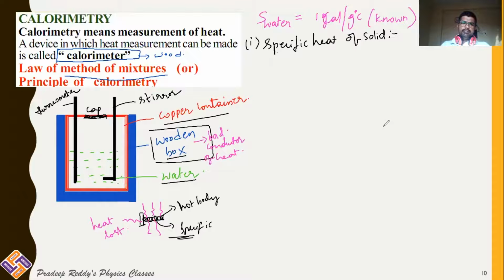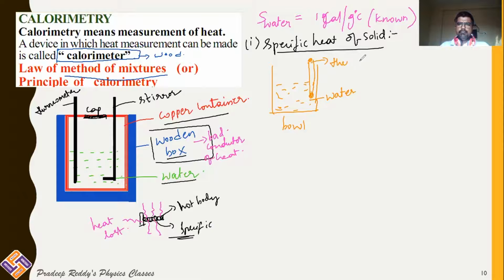In order to calculate specific heat of a solid, I'll simply take a bowl. This is a bowl, and in this bowl you will place some water. This is water. And you place one thermometer here. This is the thermometer. Initial temperature is theta I. Theta I is the initial temperature of this water.